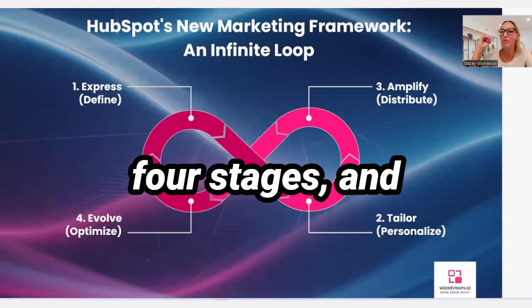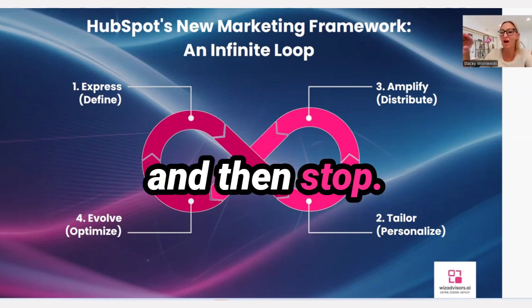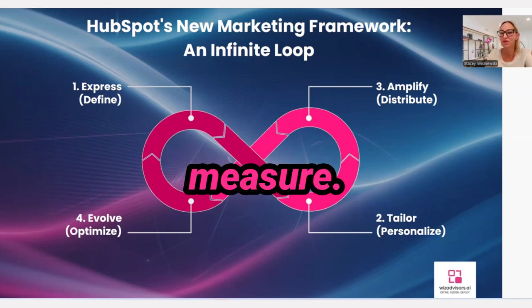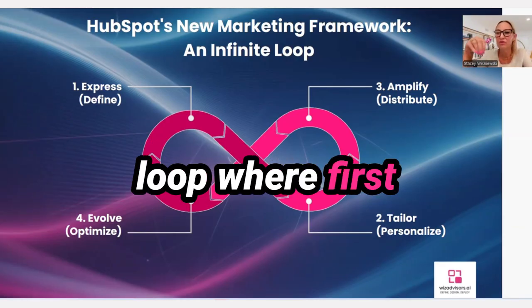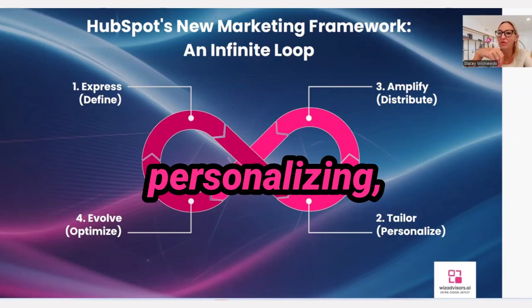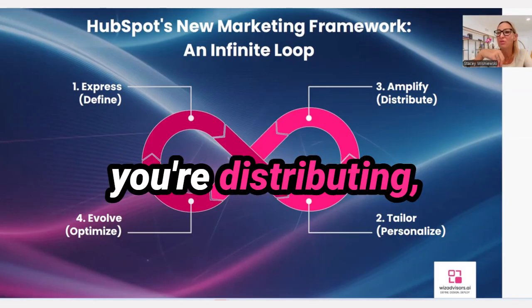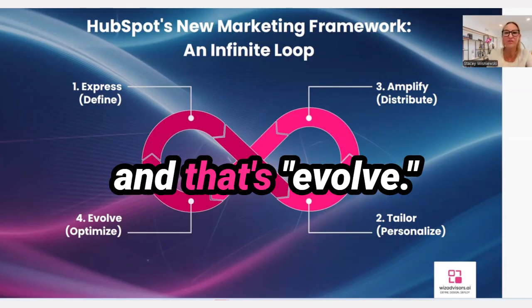So here are the 4 stages, and you can see it's an infinite loop. It doesn't go and then stop, and then you measure, and then you start again. It's this flowing loop where first you're defining, which is express. Second, you're personalizing, which is called tailor. Third, you're distributing, that's amplify. And then finally, you're optimizing, and that's evolve.